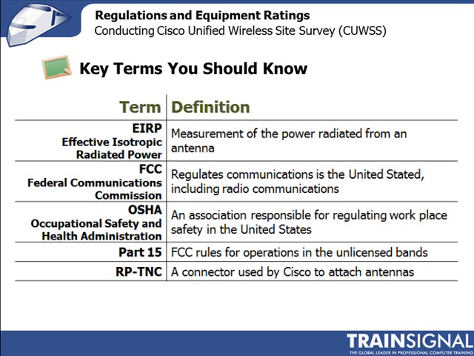The last thing I wanted to remind you is that Cisco uses specific antenna connections to connect the antenna to your access point. These are called the RP-TNC, and this prevents you from connecting any antenna to the access point and accidentally exceeding the maximum ERP levels.